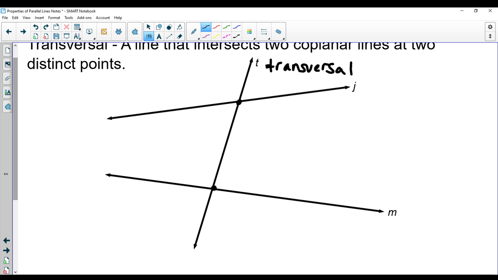And what's special about a transversal is that when you have it intersecting two lines, you're going to get 8 distinct angles. And then, as we'll find out on the next slide, these angle pairs have relationships with each other. They have certain names, but we'll get to that in just a second. Okay? So basically, all this slide is for is what a transversal is. You know, it's the one intersecting.